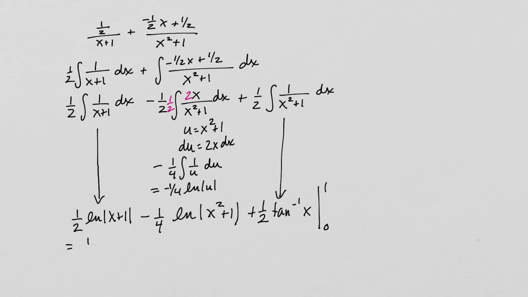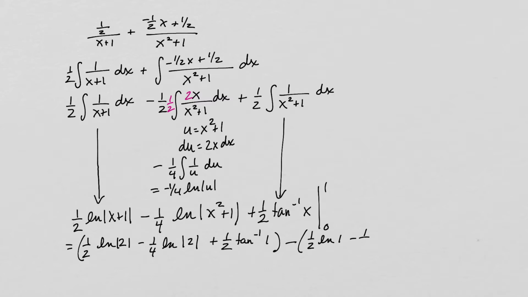All right. So we're going to have 1/2. When I plug in 1, we're going to have 1/2 the natural log of 2. You can put in absolute value, or you don't have to because 2 is positive. Minus 1/4 the natural log of 2. Plus 1/2 the inverse tangent of 1 minus 1/2 the natural log of 1 minus 1/4 the natural log of 1 plus 1/2 the inverse tangent of 0. So the natural log of 1 is 0, right? So each of those pieces.